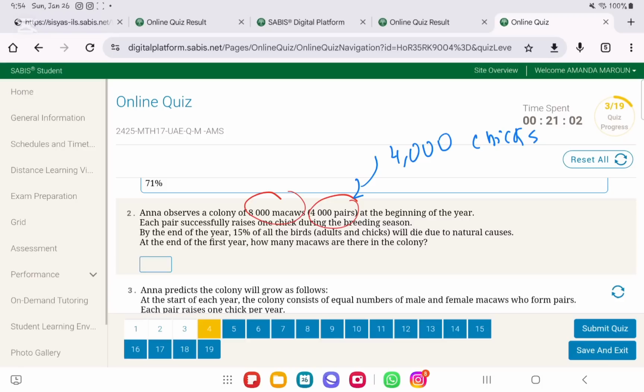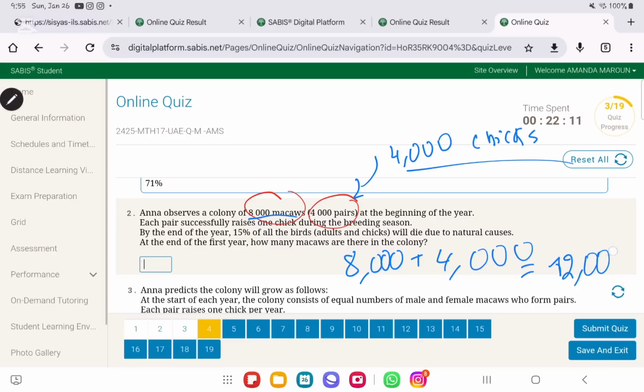Okay, so they told us by the end of the year, 15% of all the birds will die due to natural causes. They need to know at the end of the first year how many macaws are there in the colony. So very simply, we know that in total, it is 8,000 macaws plus the 4,000 chicks that they are raising. So in total, there are 12,000 macaws, okay?